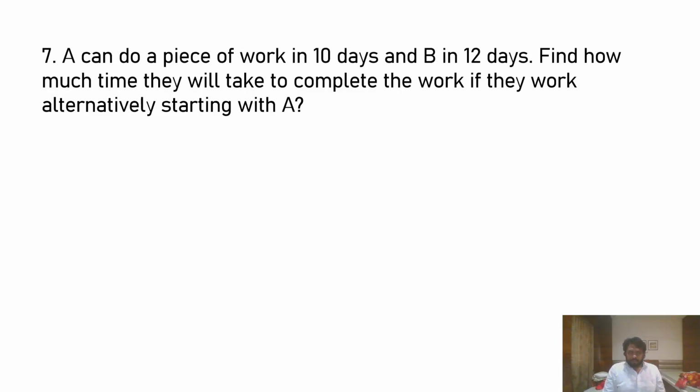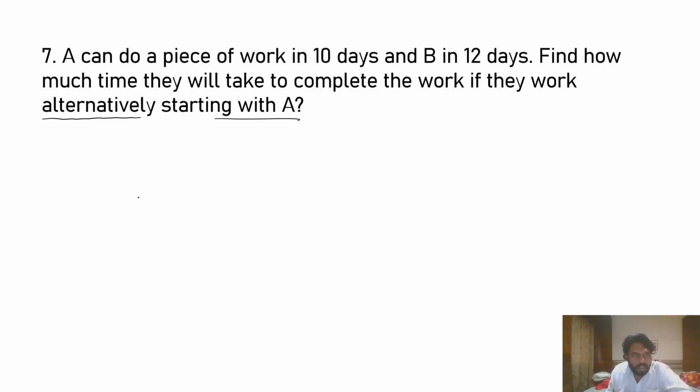Yes, guys, now see, the complexity of the problems will rise in this problem. Look here, guys. A can do a piece of work in 10 days, B in 12 days. Find how much time they will take to complete the work if they work alternately starting with A. What is meant by alternately? It is nothing but working day after day, starting with A. That means first day A will work, second day B, third day A, fourth day B. Alternately they are going to work and complete the work. Now in how many days will the work be completed?